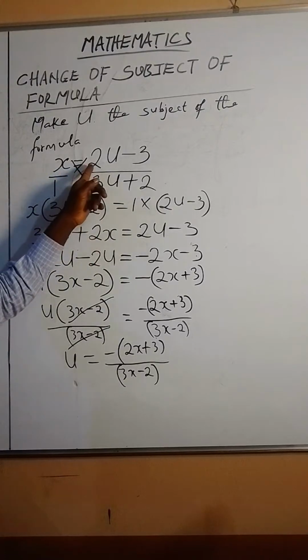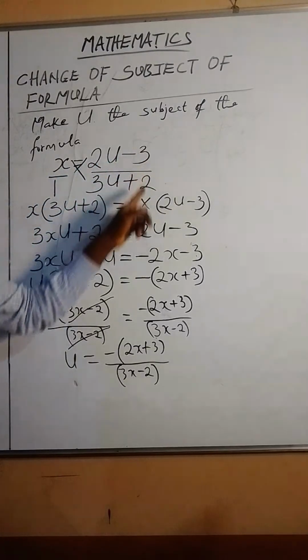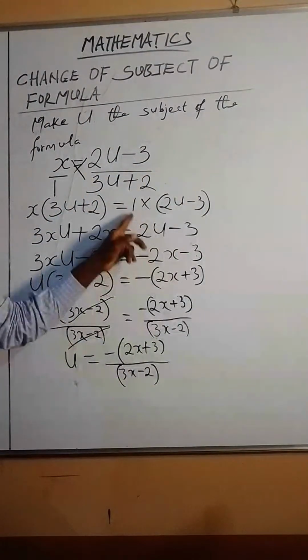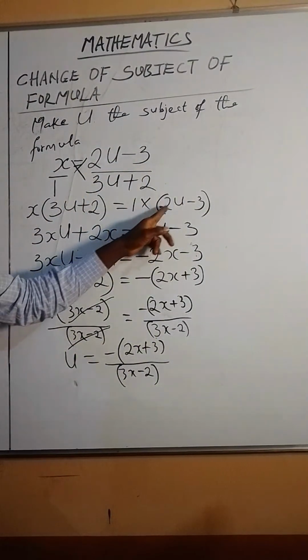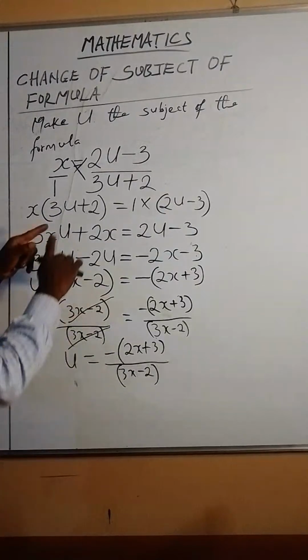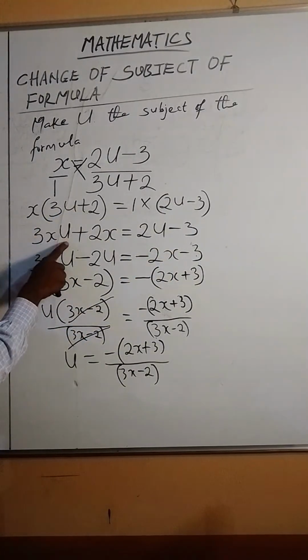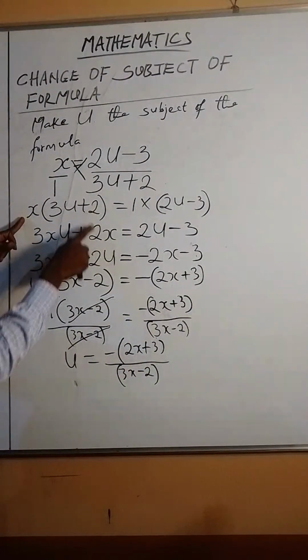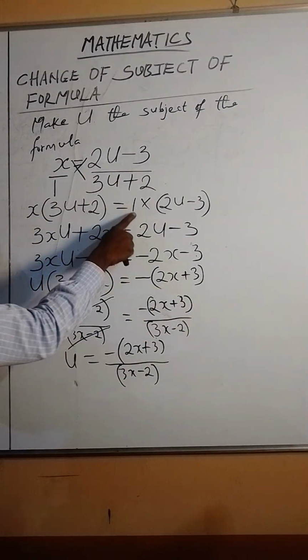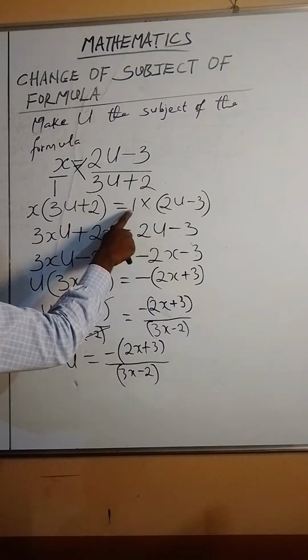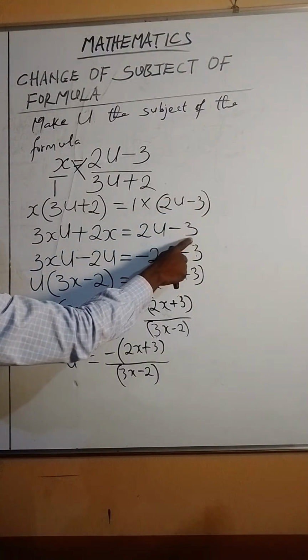Then the one you multiply is 2u minus 3. So that's why this one is multiplying 2u minus 3. Then we can clear the brackets. X times 3u is 3xu, then x times 2 is 2x. Then here 1 times 2u is 2u, and 1 times minus 3 is minus 3.